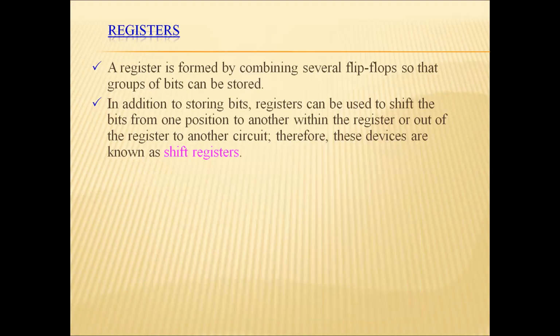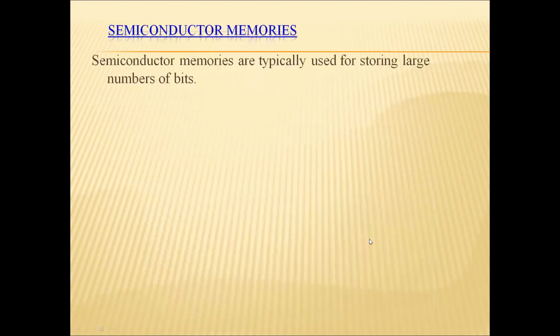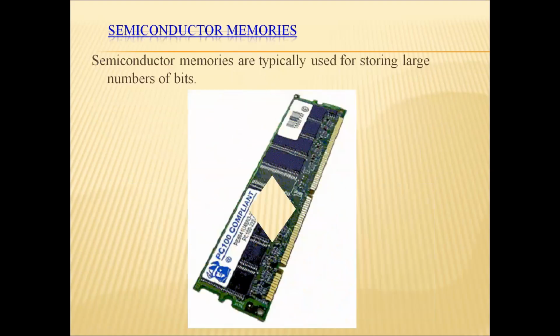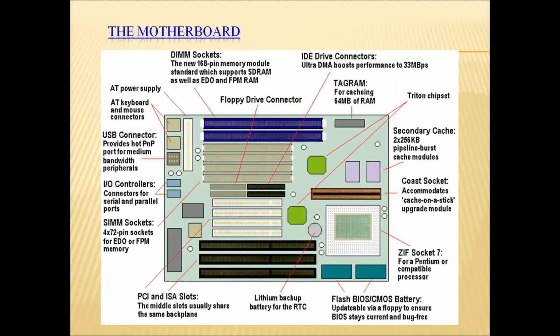Register: a combination of flip-flops, or rather a combination of 1-bit memories, will form a register. So this is one example of a register. What is the size of this register? Clearly 4-bit: 1-bit, 2-bit, 3-bit, 4-bit. So whatever operation it does, it takes the 4 bits under consideration. This is an example of semiconductor memory, RAM, we know this. Magnetic memories. So as you can see here, a typical motherboard.